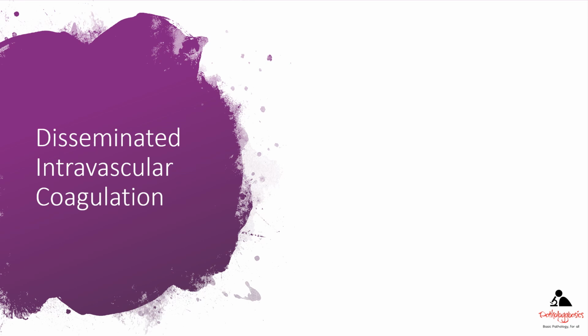Next topic is disseminated intravascular coagulation. This is a very important topic. It is seen in many ICU patients. It is one of the most common causes of mortality and morbidity. As such, it is not a single disorder. It's not a single disease. It is a disorder associated with many diseases. Most of the diseases, in the end, when very acute, culminate in disseminated intravascular coagulation.